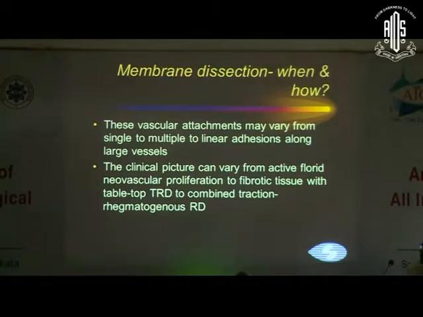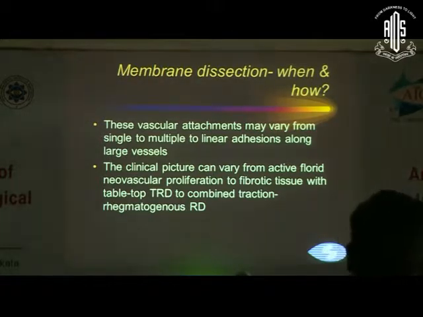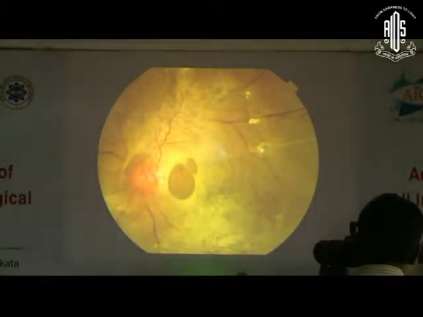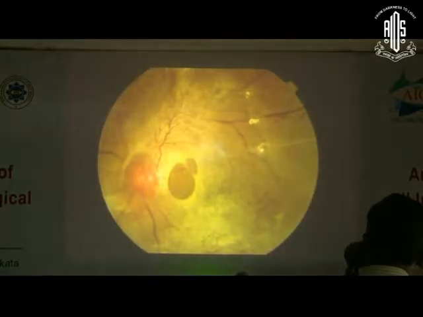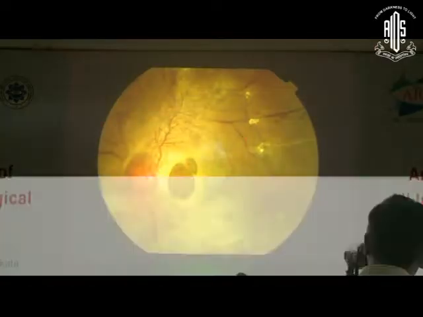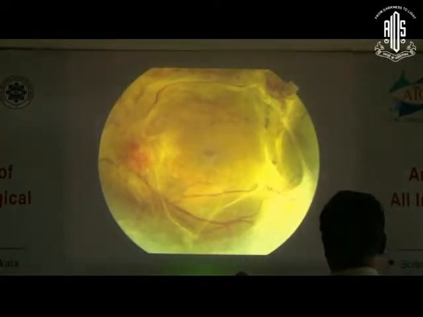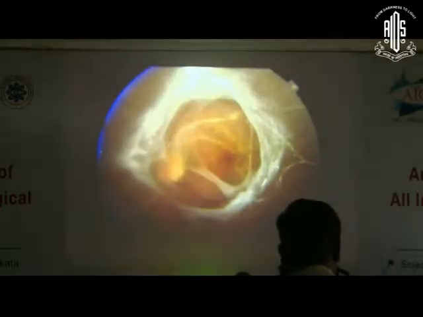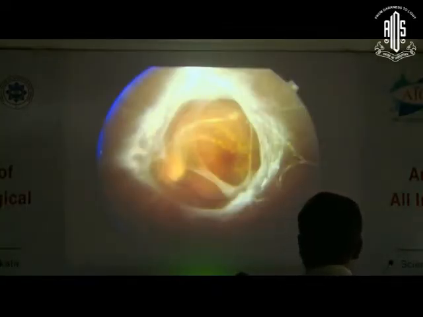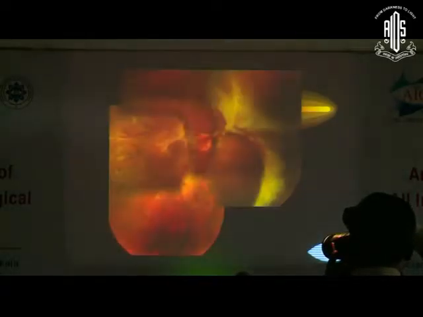These attachments may vary from single to multiple to long linear adhesions along the large vessels, and the clinical picture can vary, as we'll see from this kind of active neovascularization here with these multiple points of attachment, to more fibrotic situations. Here it's an end stage situation with subretinal fibrosis as well, and the tabletop traction retinal detachment.